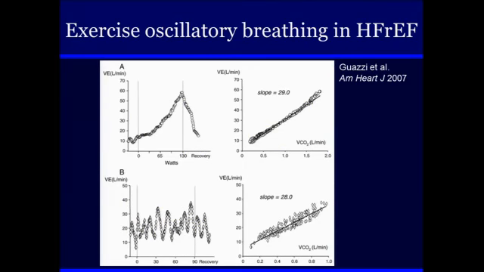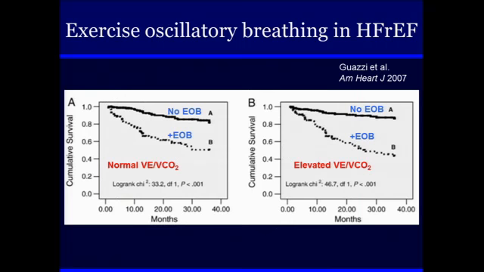So if you look at the top, which is an HFrEF patient who had normal breathing, you see it's very different than the exercise oscillatory breathing on the bottom. And the person on the bottom has a much worse prognosis. Exercise oscillatory breathing, I think, is a sign that there is significant dysregulated heart failure and difficulty in ventilation. Now, you can see that both of these people had a similar VE-VCO2 slope, and so really this exercise oscillatory breathing told us something more about the patient. And that's exactly what this study by Gwazi and colleagues showed.